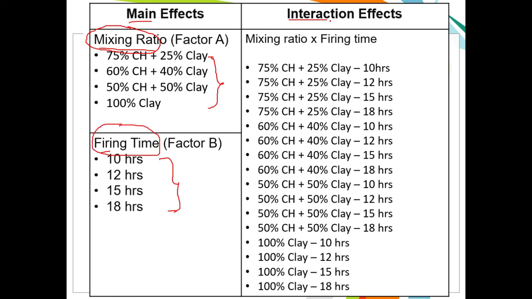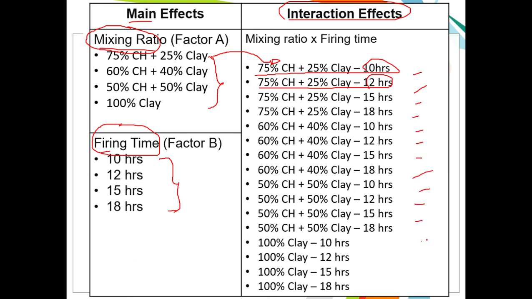The interaction effect, on the other hand, is the effect of the interaction of treatments. For example, this 75-25 mixing ratio is partnered with the firing time. So 75-25 with 10 hours. Another is 75-25 with 12 hours. So it is a joint effect, and that is the interaction effect. The joint effect of two main effects or two independent variables, mixing ratio plus the firing time. So these are our total treatments. These are all the treatments that we will make.